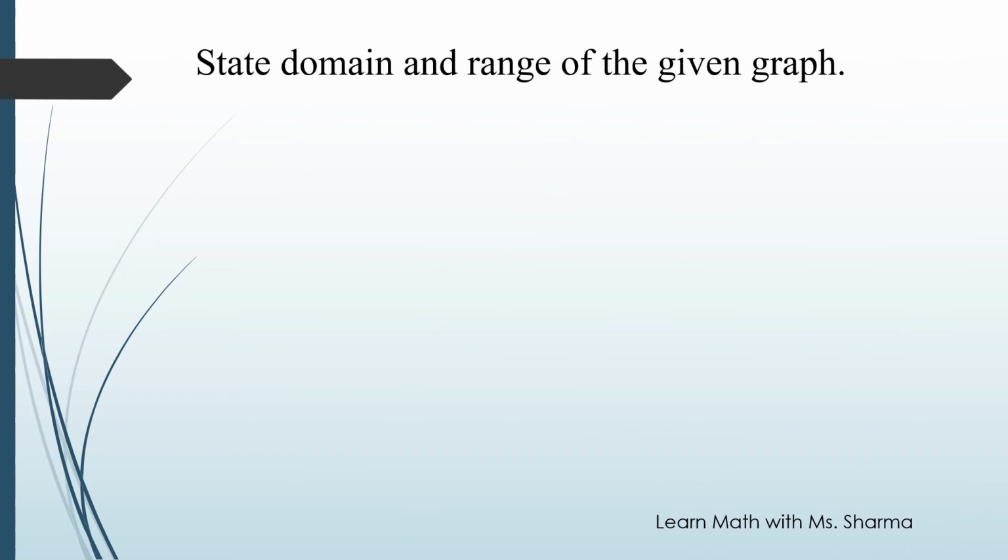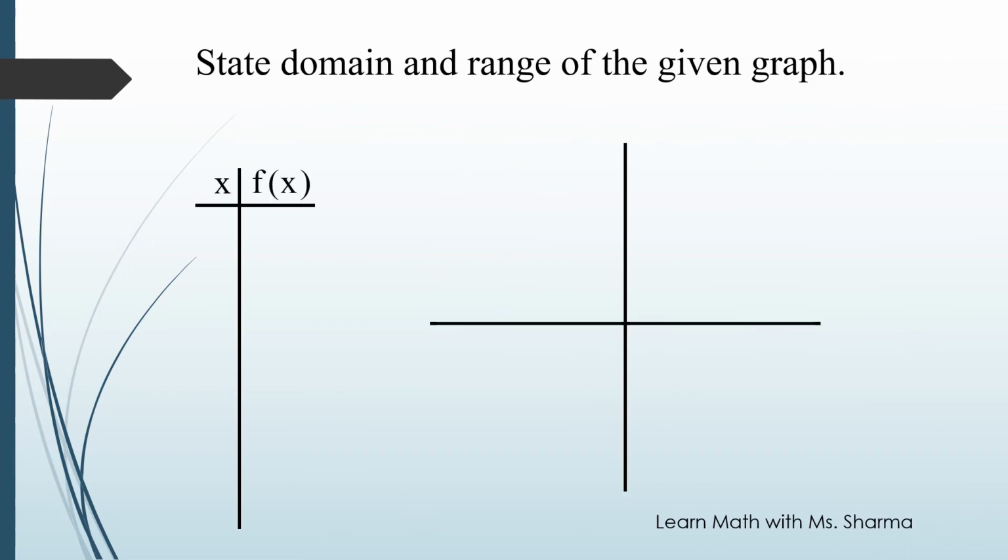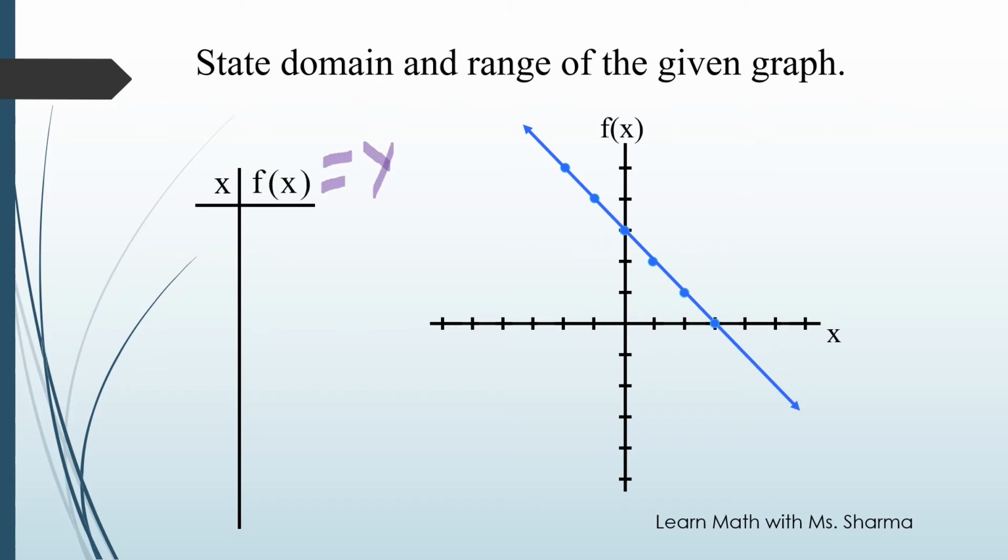State domain and range of the given graph. So we are going to complete a table of values for this given graph where it says x and f of x. F of x is just y. So when x is -2, y, or f of x, is 5. So -2, 5.